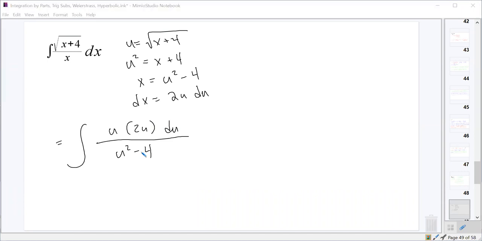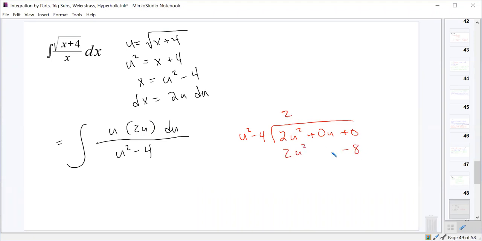Yep, so let's divide. So u squared minus 4 going into 2u squared plus 0u plus 0. And then u squared minus 4 goes into 2u squared twice. So that's 2u squared minus 8. 0u minus 0u is still 0u, and 0 minus negative 8 is an 8. So our new integral should become the integral of 2 plus 8 over u squared minus 4 du. So oftentimes, if we substitute out the entire root, it can give us a nice, fairly straightforward partial fraction integral.